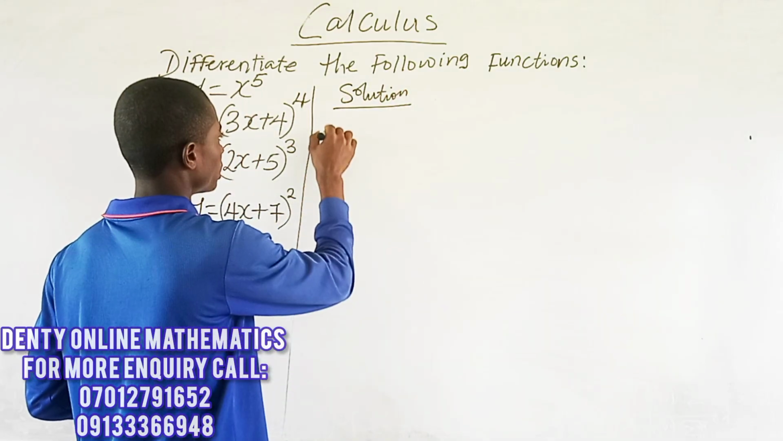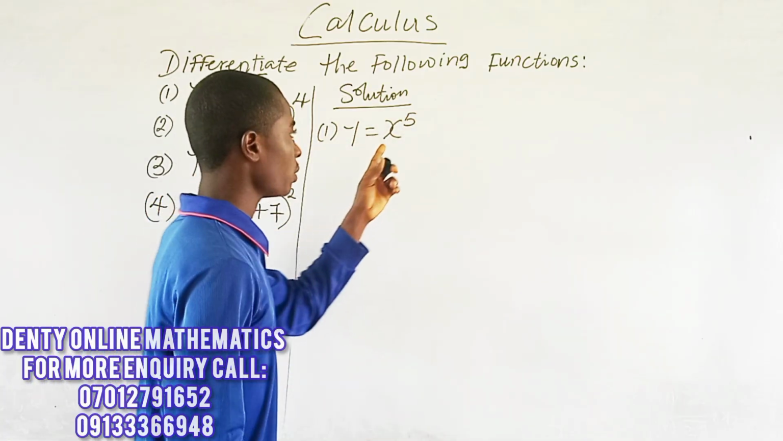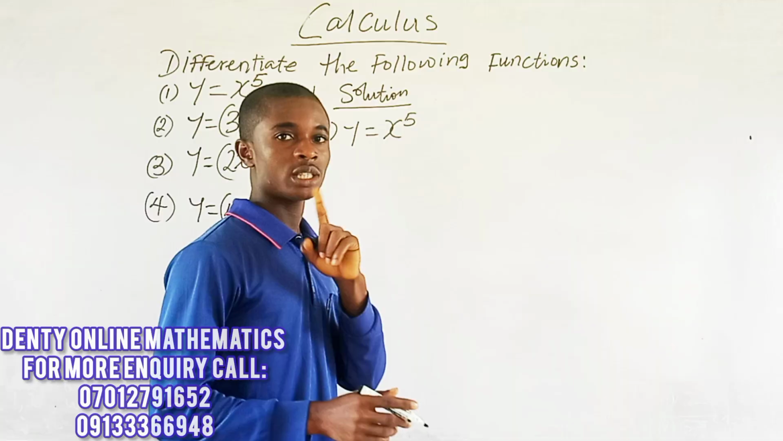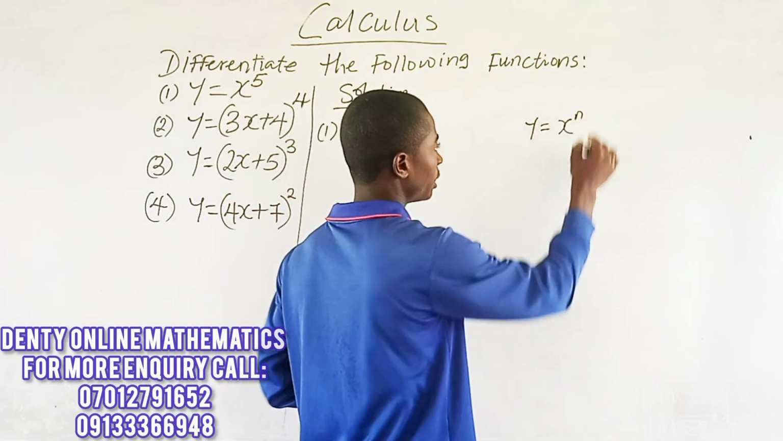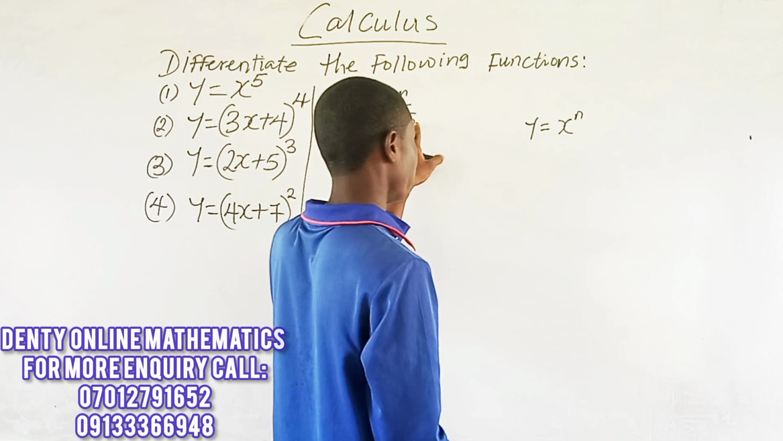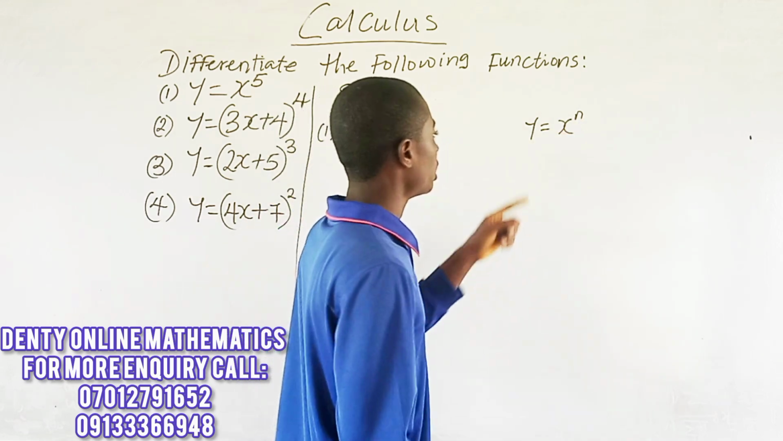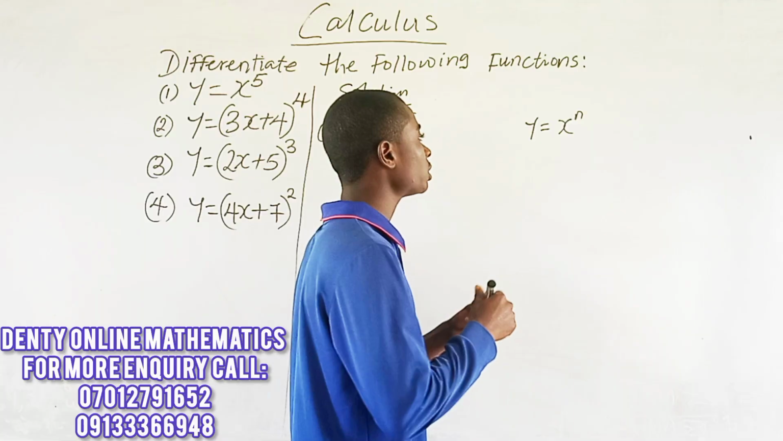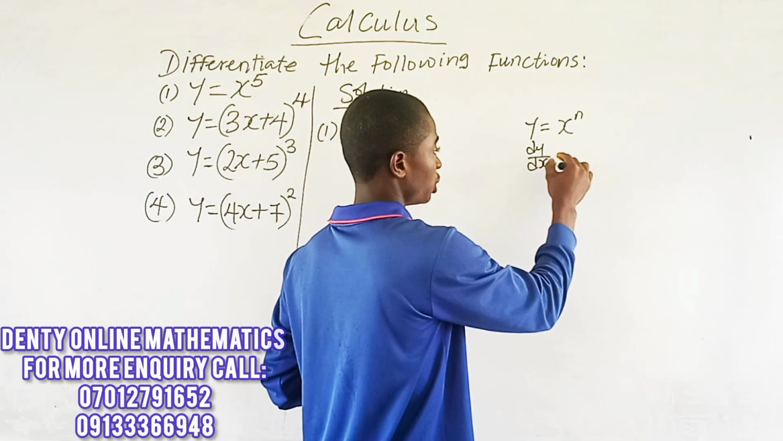Now we have the first one, y equal to x power 5. How can you attempt something like this? Now there's this rule of differentiation that says if you have a function y equal to x power n, the n signifies 5, while the x is the base, that x is the base, n is the index or the exponent.